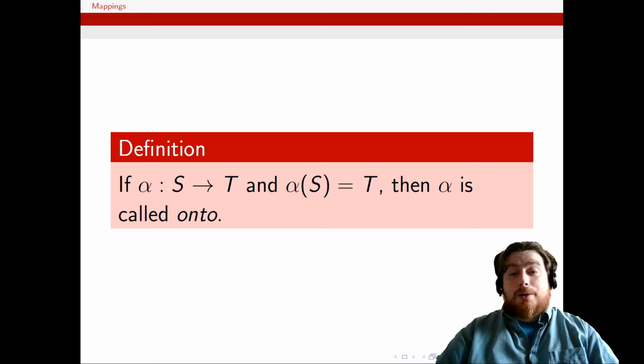But another property we would have is onto. And what does onto mean? Well, it means that if alpha is a mapping from S to T, then alpha of S is equal to T. So that's saying that the image of the mapping is equal to the entire codomain.